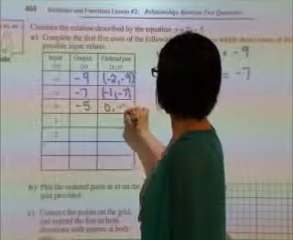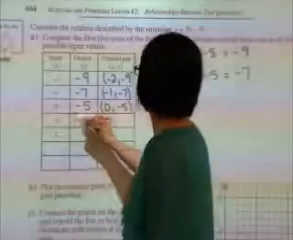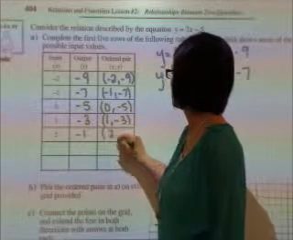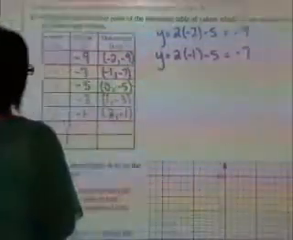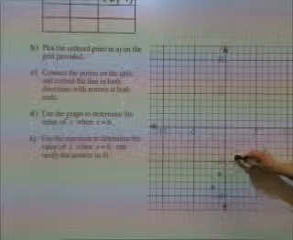So I get 0 and negative 5 for my ordered pair. What about an input of 1? Negative 3. And an input of 2? Negative 1. So now if I go to graph these points, I have negative 2 and negative 9, negative 1 and negative 7, 0 and negative 5, 1 and negative 3, and 2 and negative 1.